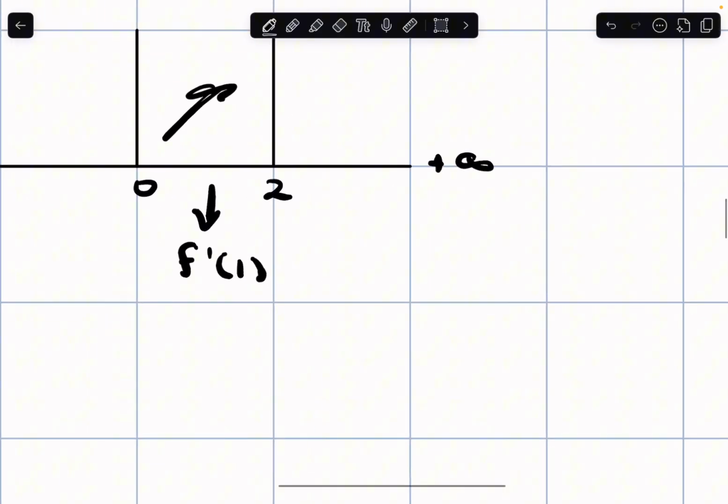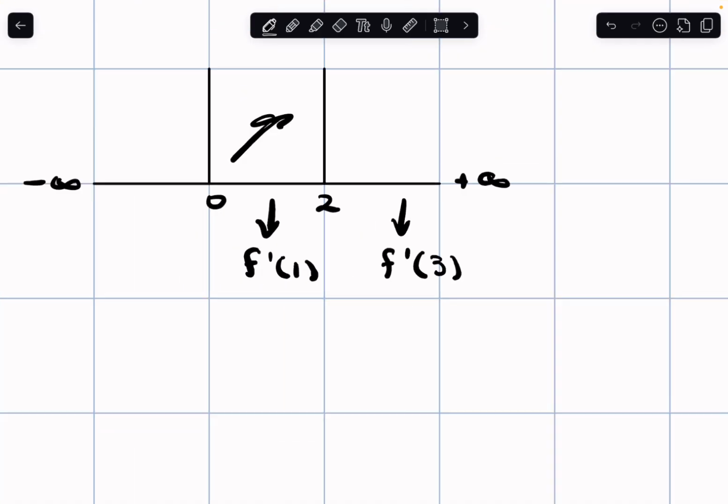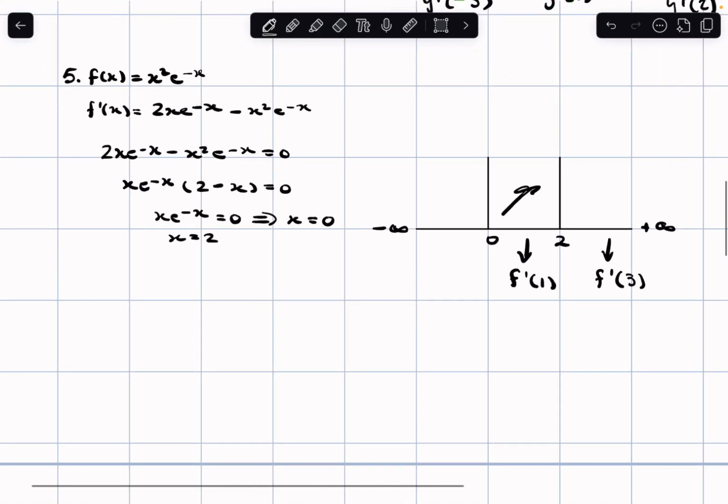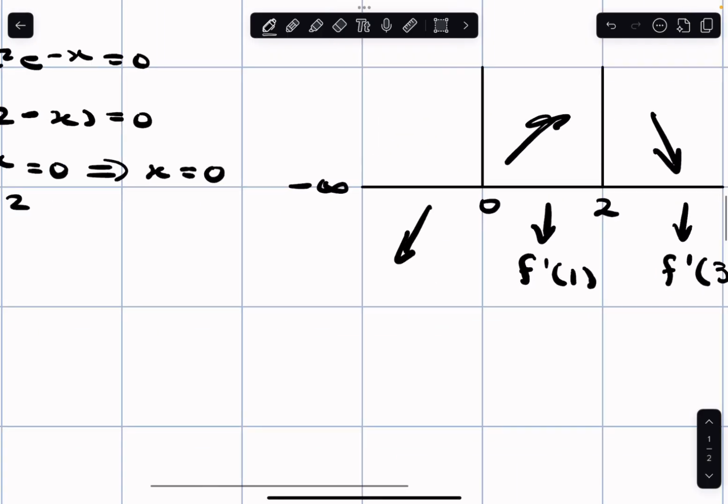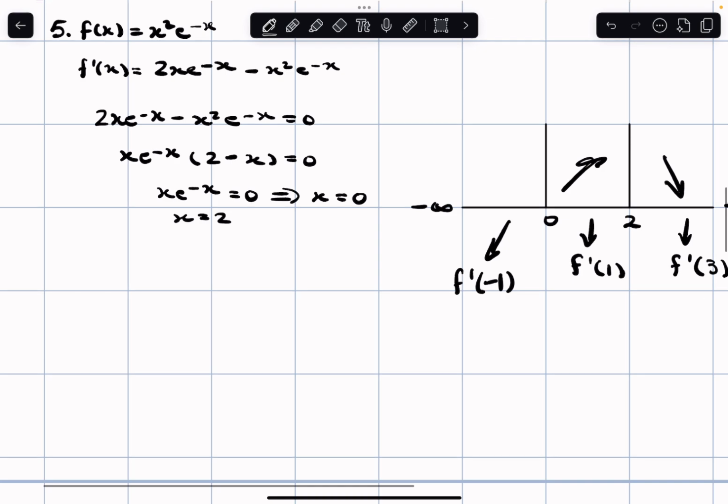And then from 2 to infinity, we can pick any number, but 3 sounds the best here. Since this quantity is always going to be positive when x is positive, but this isn't, we can check that quantity. So 2 minus 3 is negative, so it's going to be decreasing. And then for here, we could just check negative 1, because that will suffice. Then we will have negative 1 times e times 3. It's going to be decreasing here.